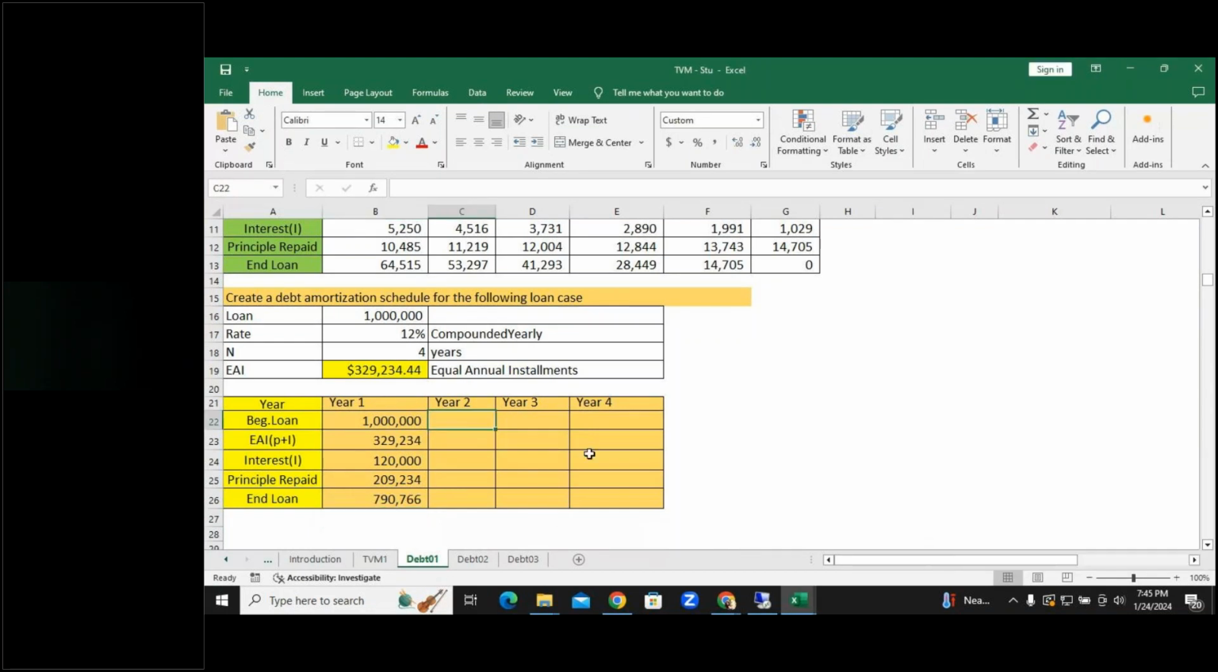So the loan amount, here I'll take the previous year's end loan. I'll come here and I'll drag it towards my right. Here EAI is going to remain same. So I'll select this and drag it towards my right. Then interest equals 7,90,000 into 12%. So I'll come here and drag it towards my right. So principal repaid equals 3,29,000 minus interest. I'll come here, do the fill handle. Now end loan 7,90,000 minus principal repaid. I'll come here and drag it towards my right.